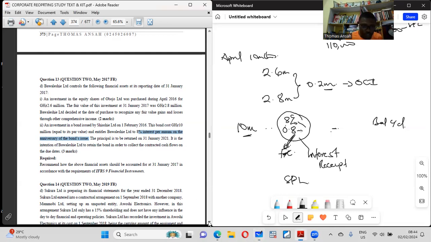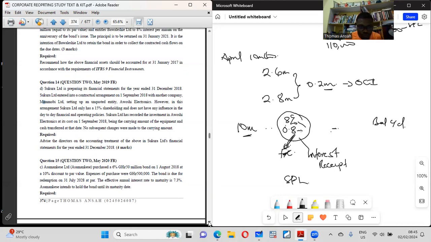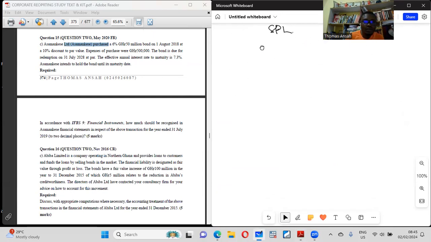Let's look at the next question. It's preparing financial statement, entered into a contractual in 2018 with another company. Okay, this one too, it's not a finance asset issue. Let's go to the next one. Asamanke say purchased, so financial asset. All right, so they purchased a financial asset. Is how much? 50 million. So you have 50 million, the fair value.